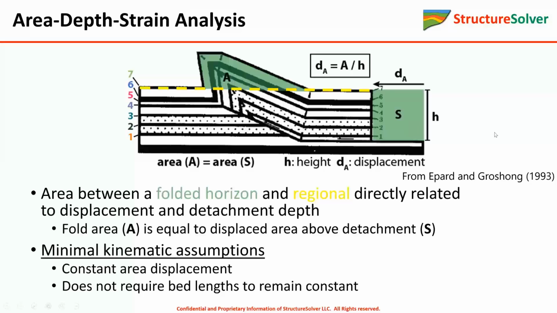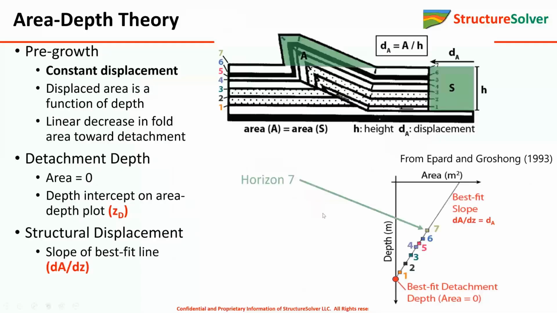In more recent studies, we've been able to expand on that to use that relationship to compute where the detachment is located. And all of this is with relatively minimal kinematic assumptions, just constant area displacement. One of the upshots of this is that we're not assuming that bed lengths are maintained during deformation. We'll circle back to this, and that actually is the key factor that allows us to estimate changes in bed length and relate that to strain.